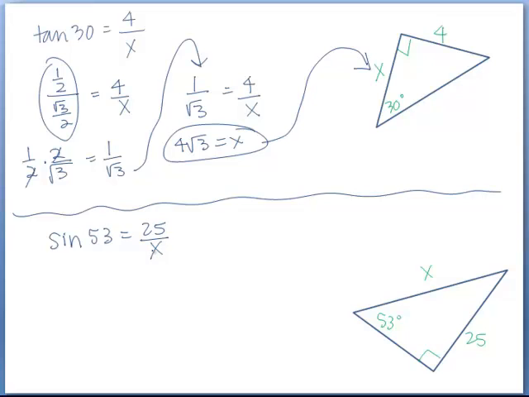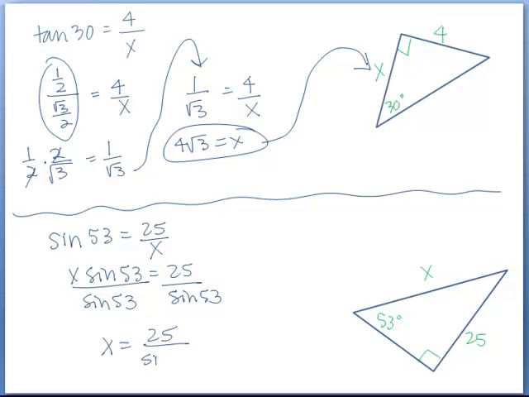Now, unfortunately, 53 degrees is not a special right triangle. So the only way that you're going to be able to figure out what sine 53 is is with your calculator. So on a test, for example, a problem like this would have to be on the calculator part of the test. So if we want to solve for our unknown, we would just say x sine 53 equals 25. Divide both sides by sine 53. And so you get x equals 25 divided by sine 53.